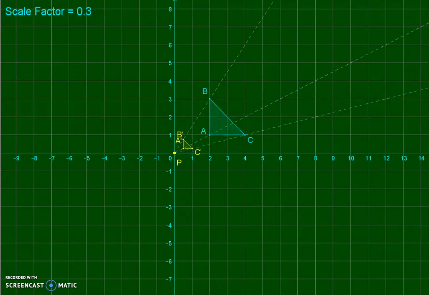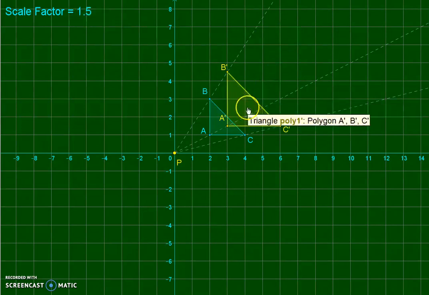Now notice the scale factor is between 0 and 1. In this case it's 0.3, which is less than 1. So it's a reduction, and the image is smaller than the original. When we make it a little bit bigger, and as the scale factor approaches a number greater than 1, it's an enlargement.